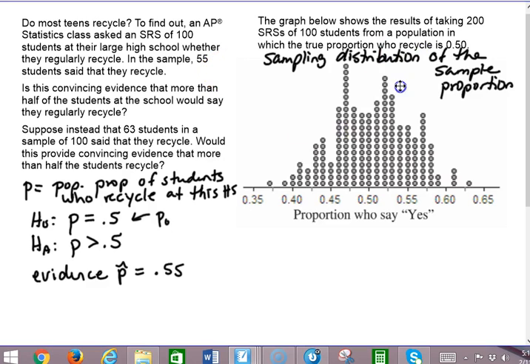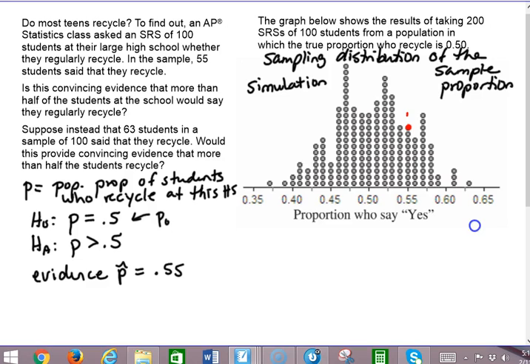Now, we don't make a sampling distribution by literally taking 200 simple random samples of 100 students. We do this using a simulation. This is a simulation that we have created. If we did more and more samples in the simulation, this is going to turn into a nice looking, pretty normal model type of curve. Right now it's kind of jaggedy because we only have 200 simple random samples. But we can clearly see that 55% is not all that unusual.